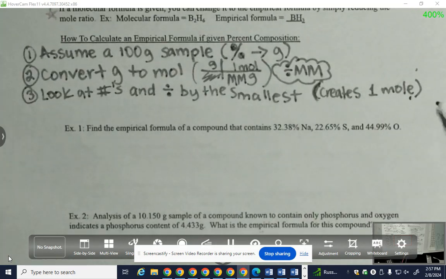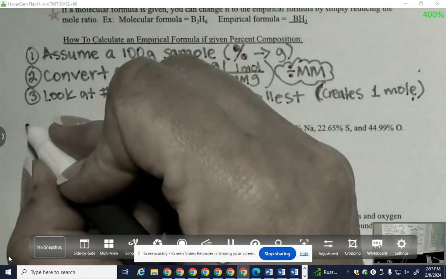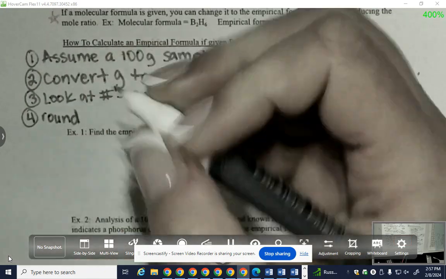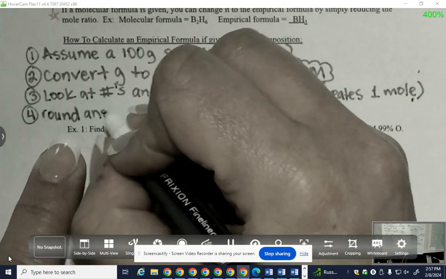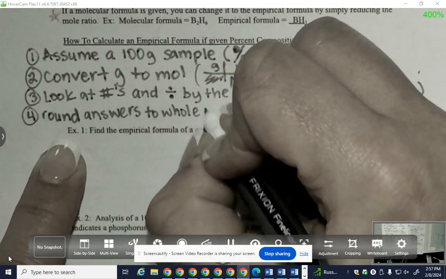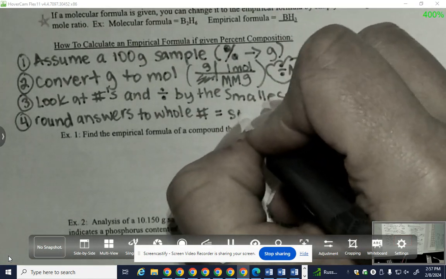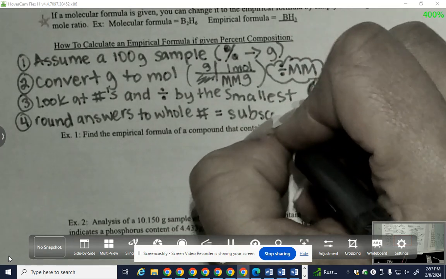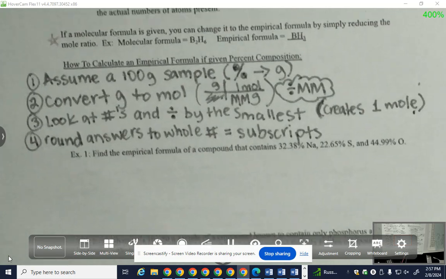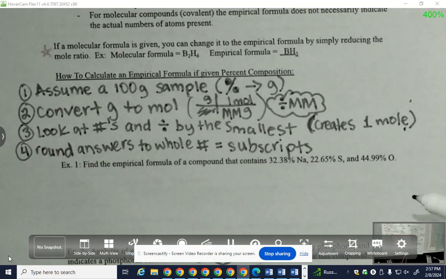All right. Once you've divided everything by the smallest, you're going to round answers to a whole number. Okay? Because that is your subscripts. So put equals subscripts. Okay? Round answers to whole numbers, and that is going to make your subscripts for your chemical formula.